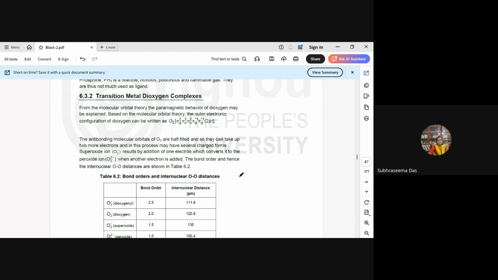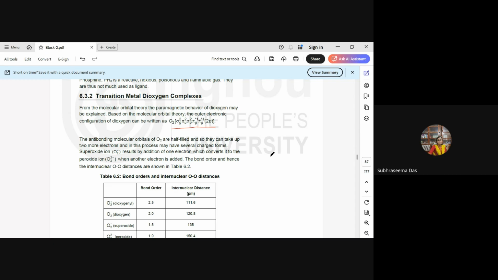Then coming to transition metal dioxygen complexes. From molecular orbital theory, the paramagnetic behavior of dioxygen may be explained. Dioxygen can be written with this type of configuration. The antibonding orbitals of dioxygen are half filled, that is, they contain one electron, and that is why two or more electrons can be taken up. Because of this addition of two or more electrons, the shapes are changed during this process.